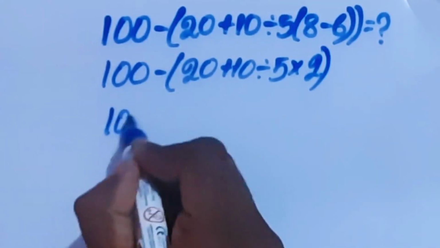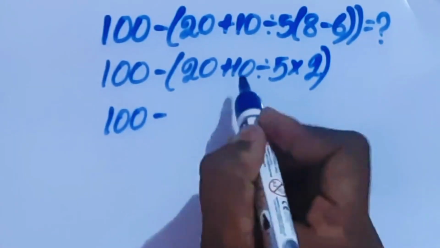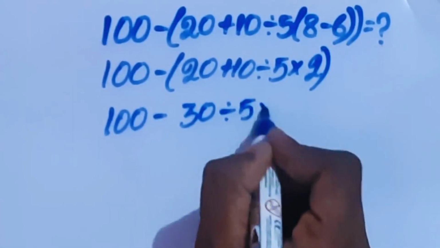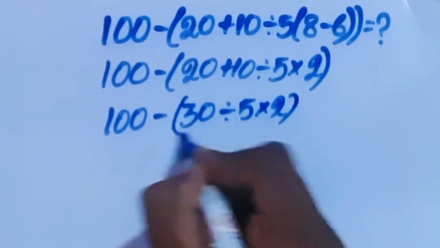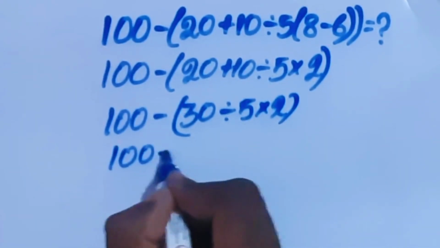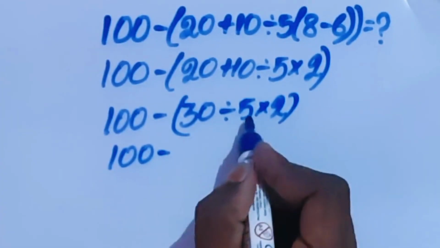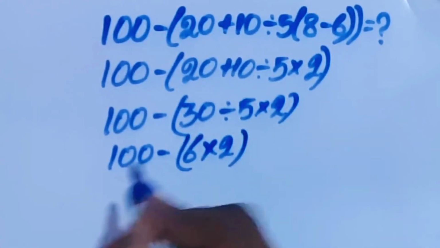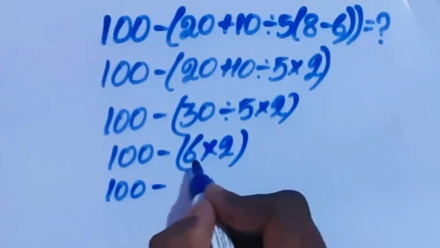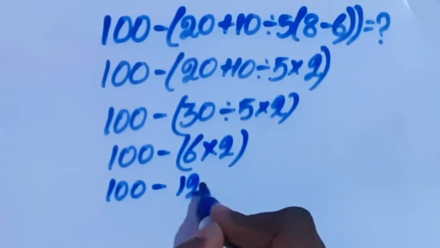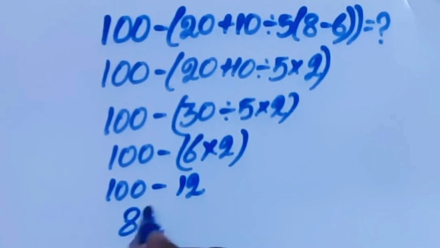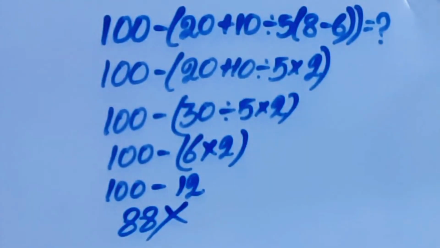100 minus (20 plus 10 divided by 5 times 8 minus 6) is 2. Now 100 minus this is 30 divided by 5 times 2. Here 100 minus this is 30 divided by 5 is 6 times 2. Now 100 minus 6 times 2 is 12. Here 100 minus 12 is 88, which is the wrong answer. As per the order of operations, this 88 is the wrong answer.